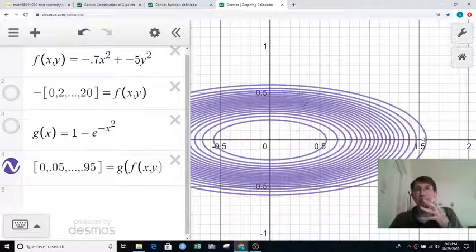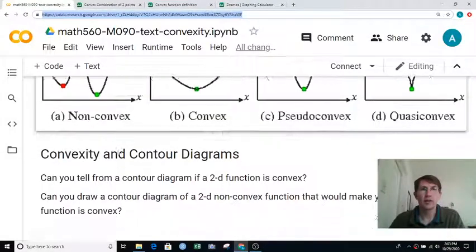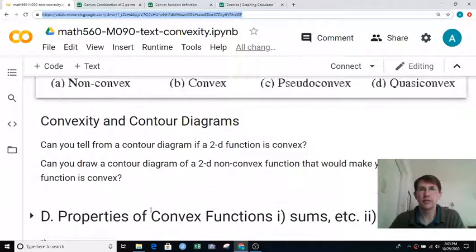So to tell a function is convex just from its contour diagram, you also have to be thinking about, are the contours getting closer and closer together as I go to higher and higher levels, or are they getting farther and farther apart? Even just temporarily, that would be a small non-convexity. All right, so that does it for thinking about contour diagrams, and next we'll go talk about properties of convex functions in the next video.